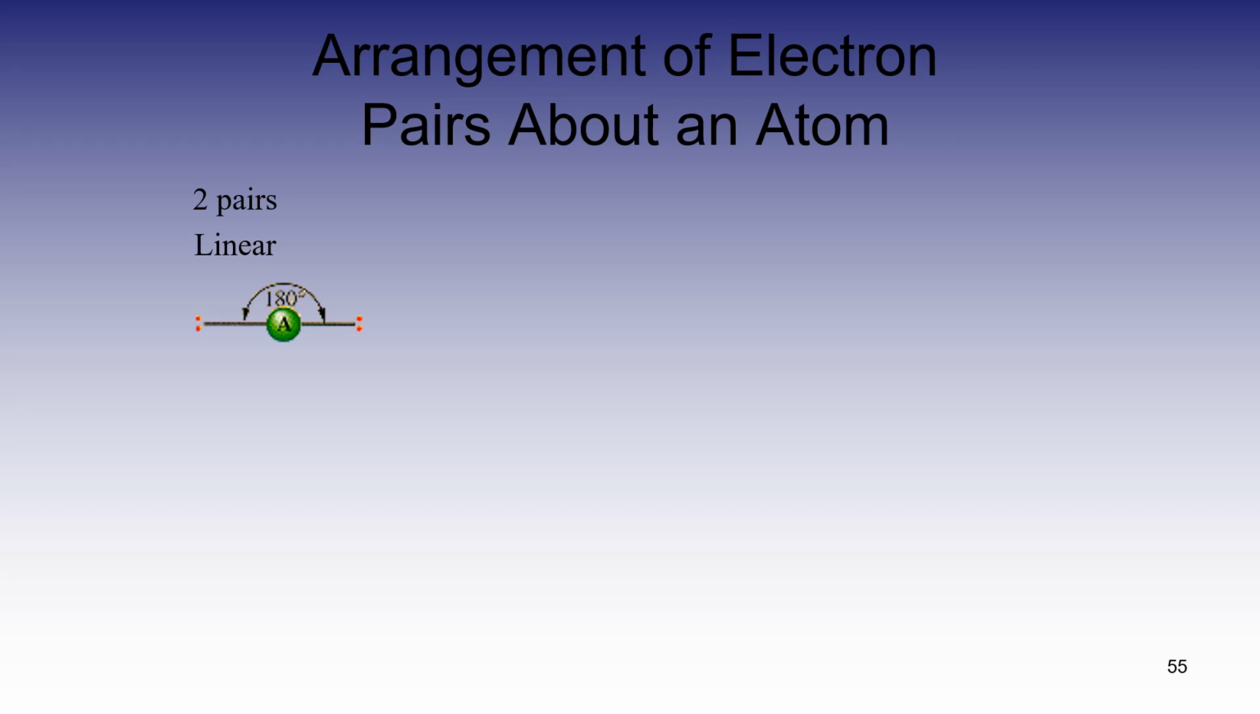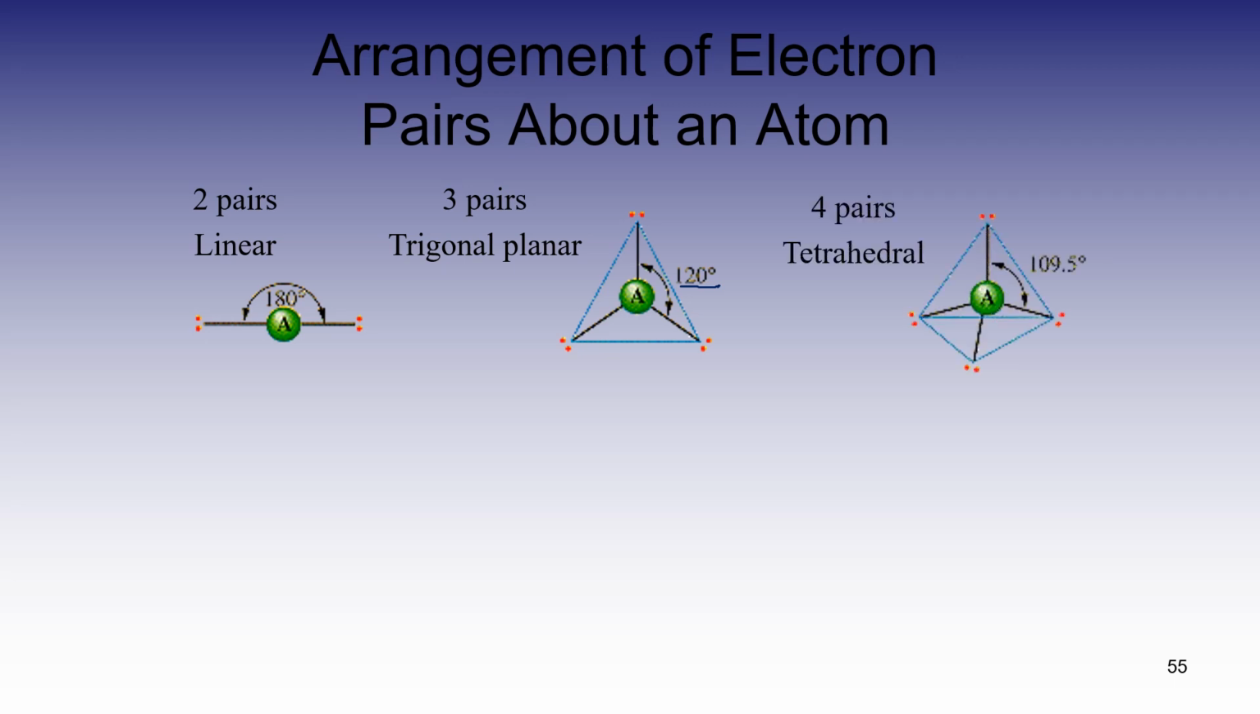So if you have 2 electron domains, and it doesn't matter if they're bonded or non-bonded yet, we'll talk about the difference in a minute, but 2 pairs will be called linear, and the bond angle is 180 degrees, as you can see here, 180 degrees from one side to the other. 3 pairs will be called trigonal planar, because there are 3, makes a triangle, but it's all in the same plane, so it's flat, and the bond angles are 120. If you have 4 pairs of electrons or 4 electron domains, they are tetrahedral, which is 109.5 bond angles.